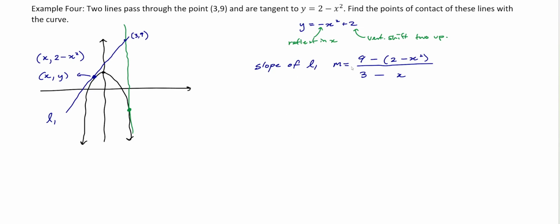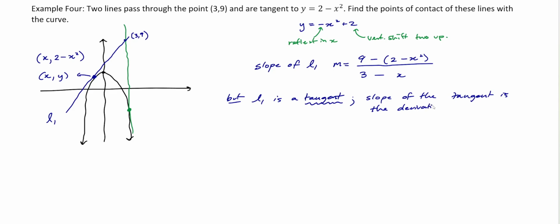So the slope of line 1 is given by this formula right here. But I also have to remember that line 1 is a tangent. And if it is a tangent, the slope of the tangent is the derivative. So what I can do is find the derivative of this one right here.